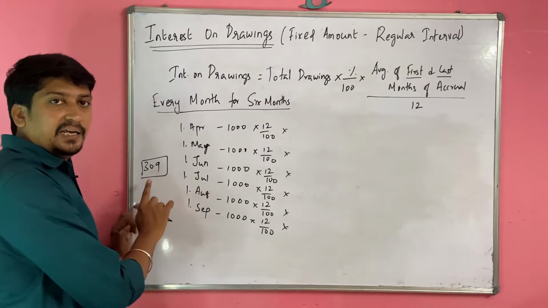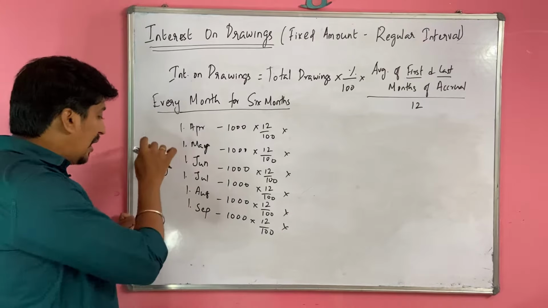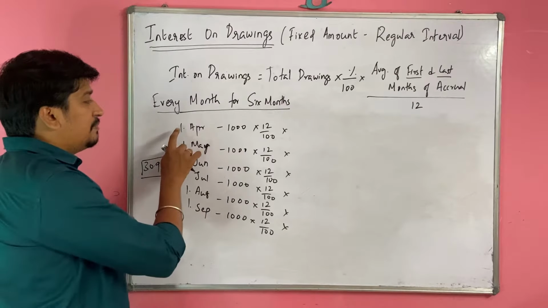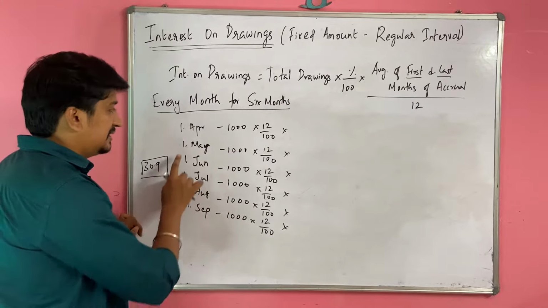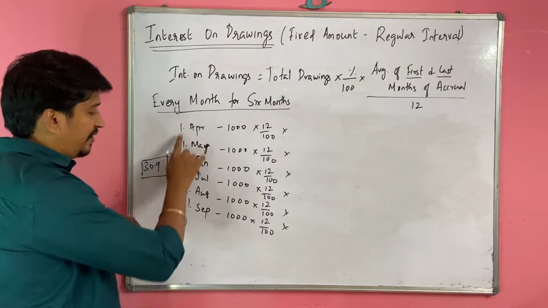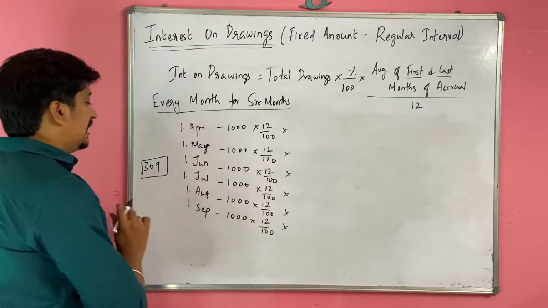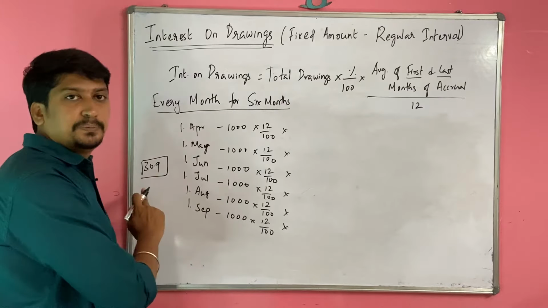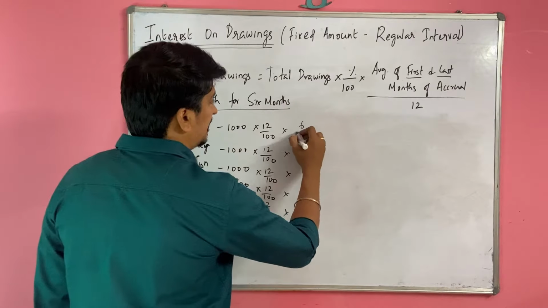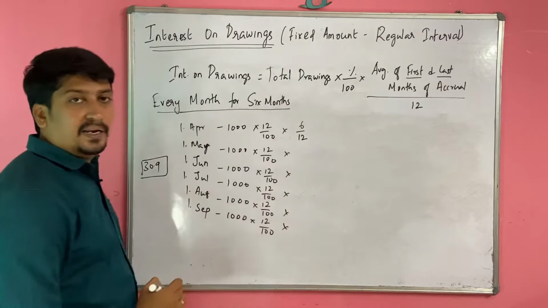We are calculating the interest that a partner has to pay on 30th September for the amount drawn on these dates, that is, the beginning of every month for 6 months. From April 1 to 30th September is exactly full 6 months. So 6 months interest he has to pay, divided by 12.